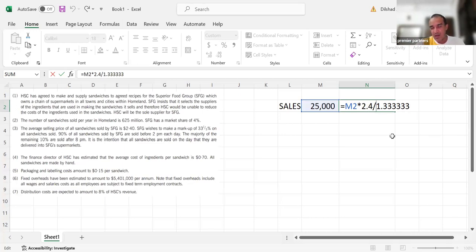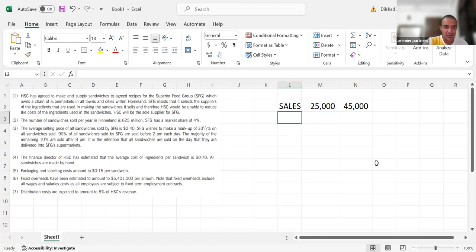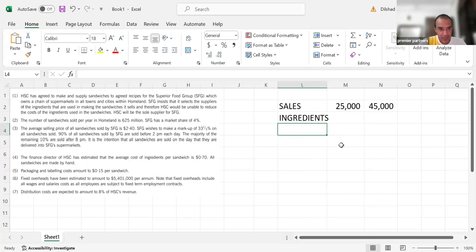Basically 66.67%. Basically their cost is our revenue. Okay, their cost is our revenue. So now you have the balance items. Ingredients. Now quickly put those figures. Ingredients, then you have packaging and labeling, then you have fixed overheads, then you have distribution. And then you'll have profit.